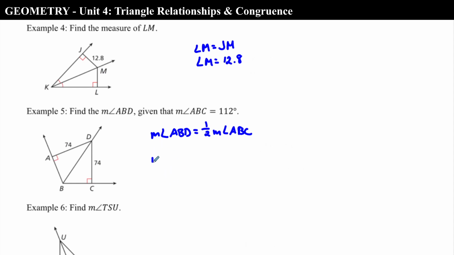So the measure of angle ABD is equal to 1/2 of ABC, which is what we're told is 112. So half of 112 degrees gives us 56 degrees. And that is the measure of angle ABD.